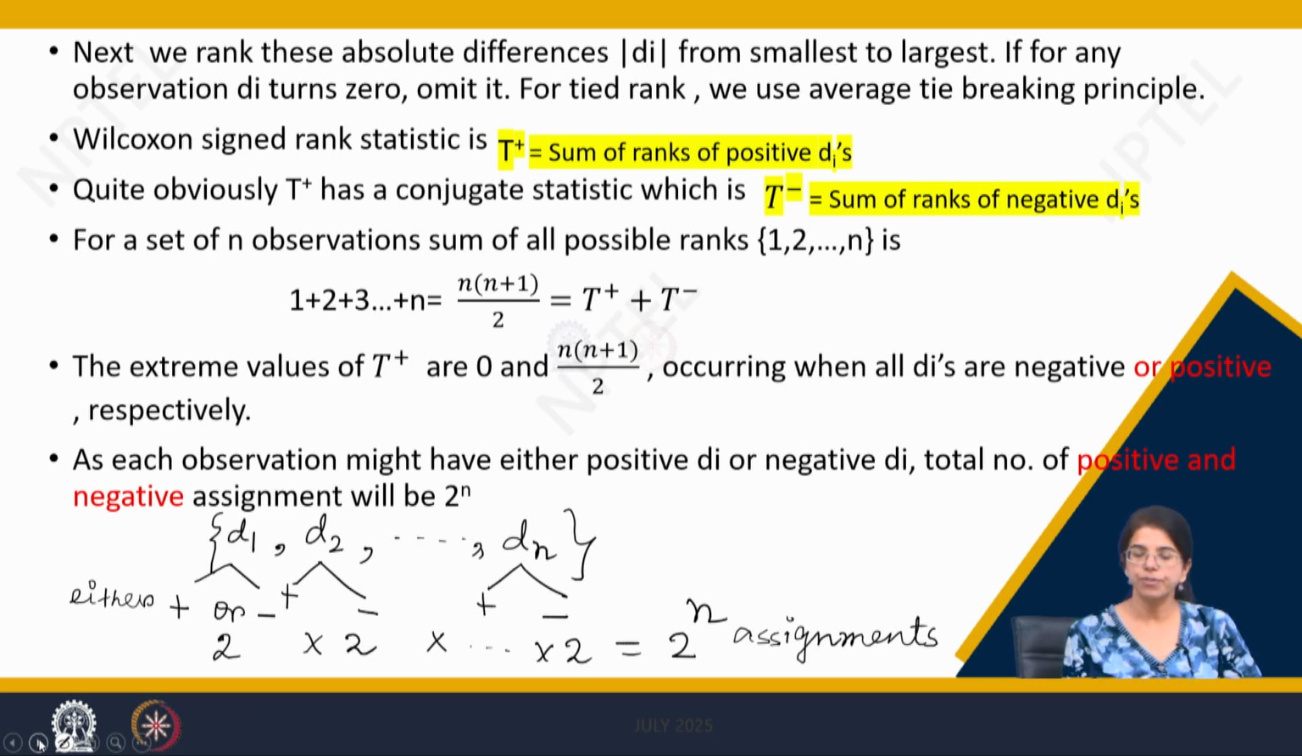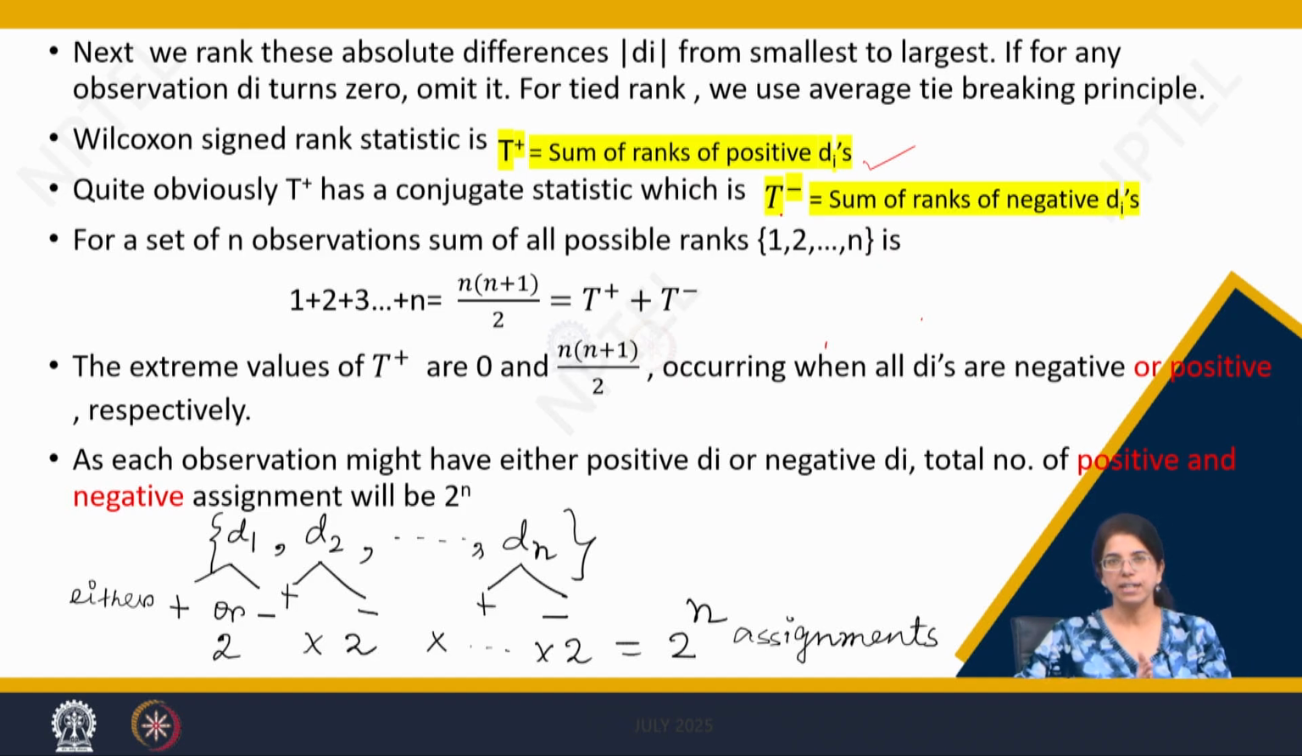Next, we rank this absolute difference. So finally we figure out di, and then we find the modulus of di, meaning the absolute values of di, and we rank these absolute differences from smallest to largest. And finally the Wilcoxon signed rank test statistic is T plus, the sum of the ranks of the positive di's. Quite obviously T plus has a conjugate statistic which is T minus.